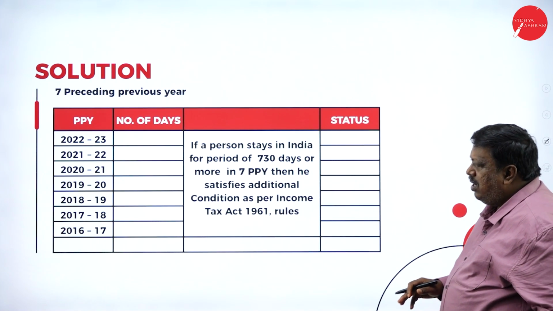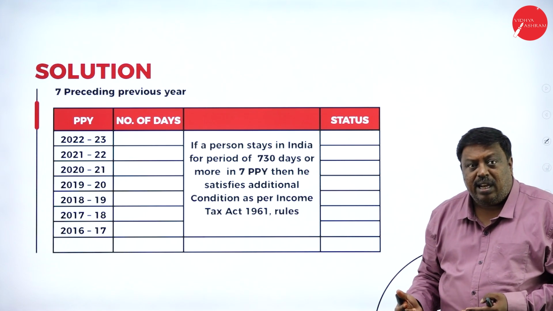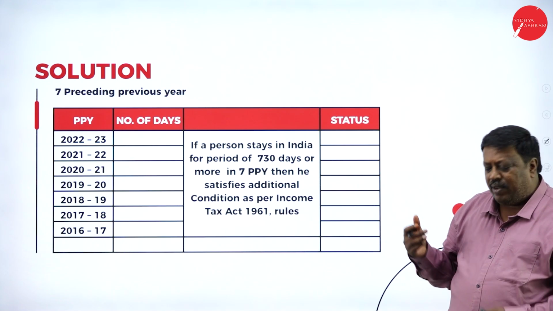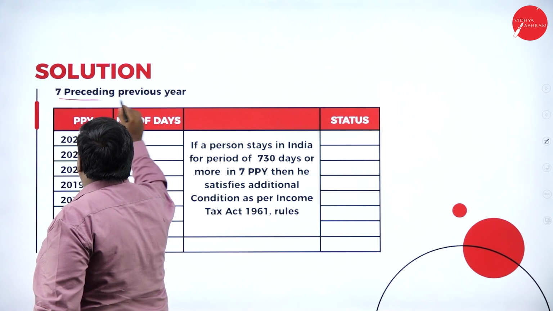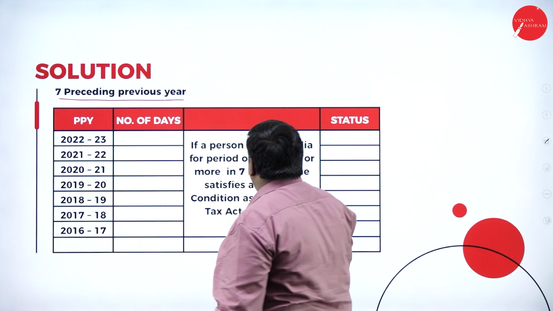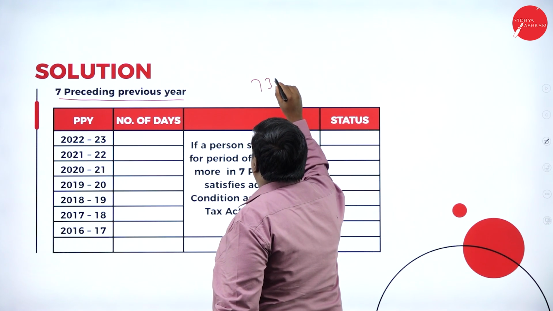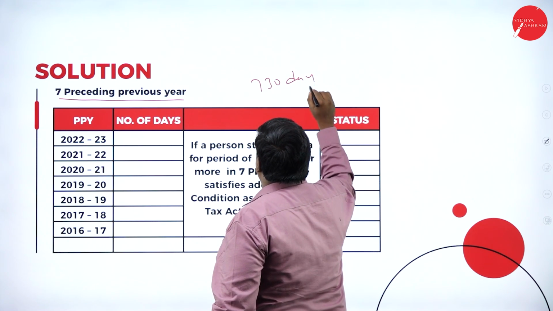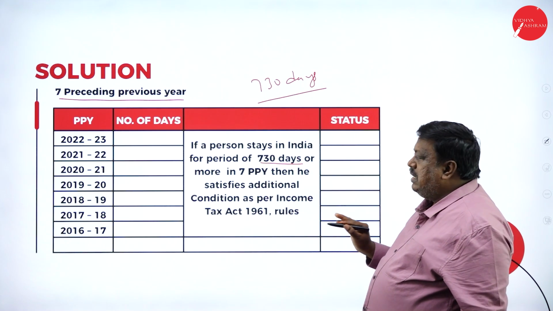So I've satisfied the basic condition. Now, whether I'm an ordinary resident or not ordinary resident, we have to verify here. Now, in 7 preceding previous years, I should stay in India for a period of 730 days. What they're saying is I should be in India for 730 days out of a total of 7 years.